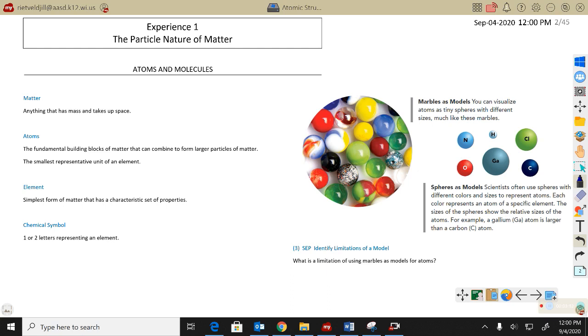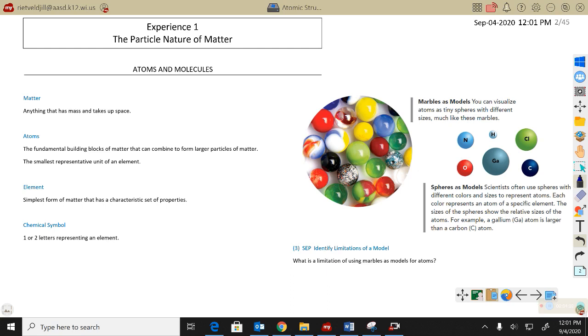But we can study properties of different materials and different elements, and from there we can make models of what we think the atoms look like. You can visualize atoms as tiny spheres with different sizes, much like these marbles. Some marbles are bigger, some are smaller, and we think of that as a similar representation of atoms. Hydrogen atoms are pretty small, gallium atoms would be bigger.